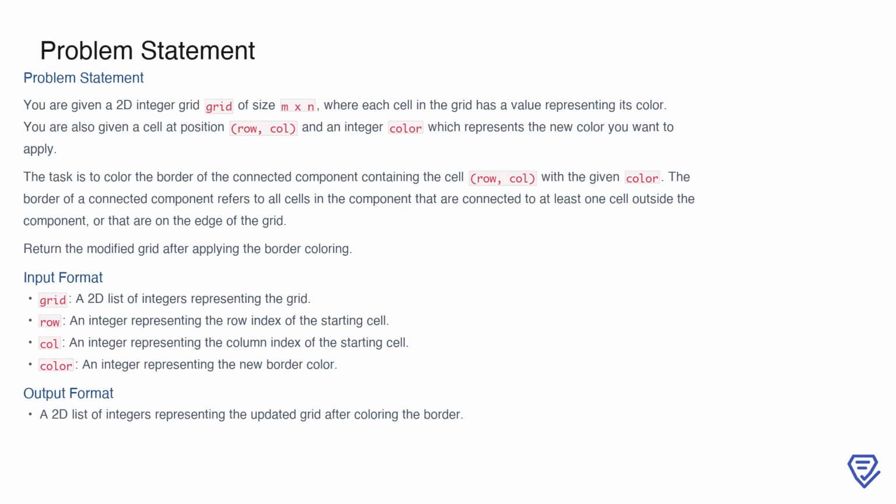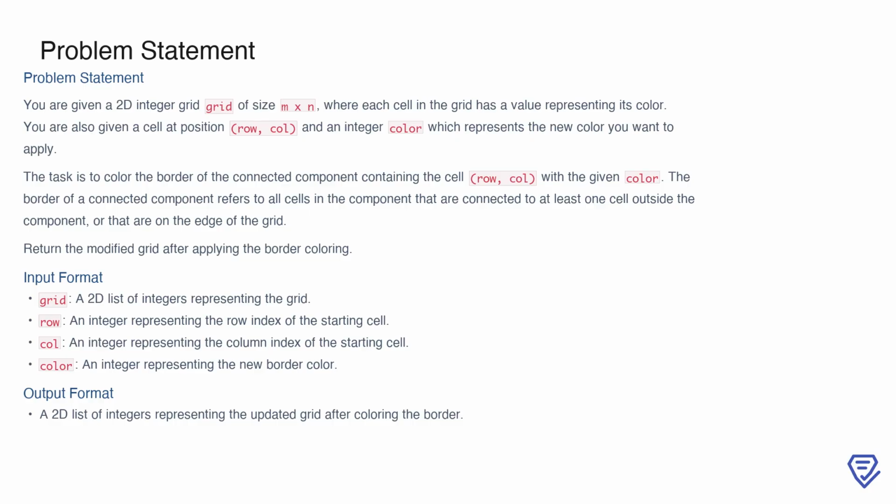In this problem, you are given a 2D grid where each cell has an integer value representing its color. Along with the grid, you're provided a specific starting cell identified by its row and column indices, and a new color that you need to apply. The goal is to color the border of the connected component that contains the starting cell using this new color.